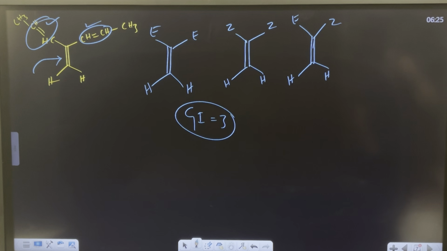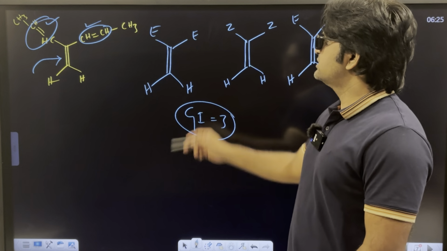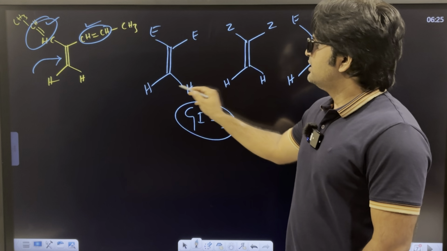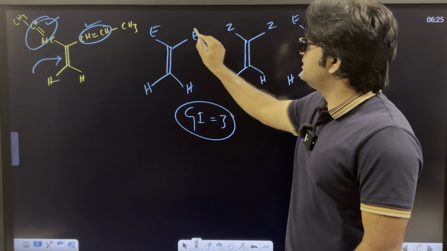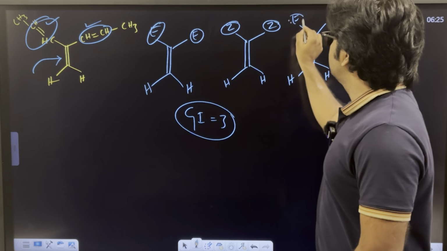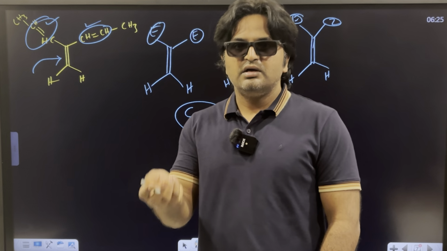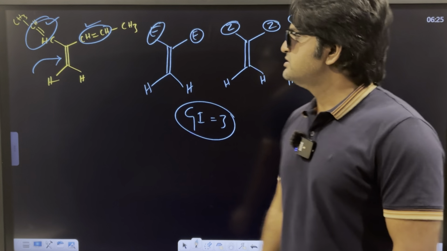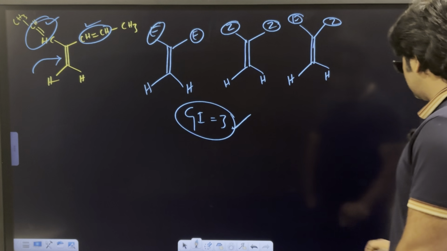Okay, right. Don't get confused. Sir, here only E and E present, H and H present. How is geometrical isomerism possible? Actually, here E configuration and E configuration, Z configuration and Z configuration, E and Z. These are the different arrangements according to the EZ nomenclature or EZ configuration. So totally we have 3 geometrical isomers.